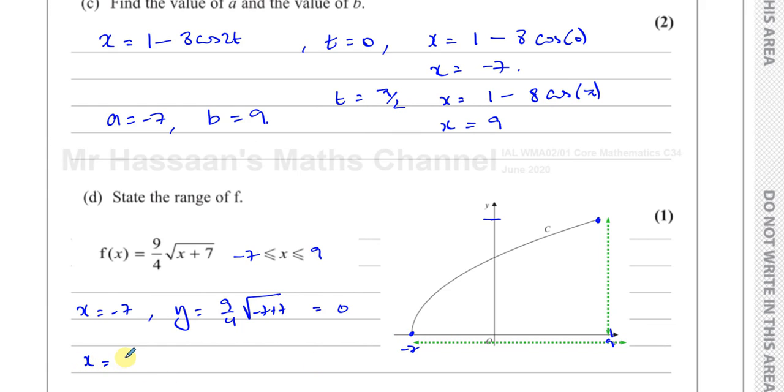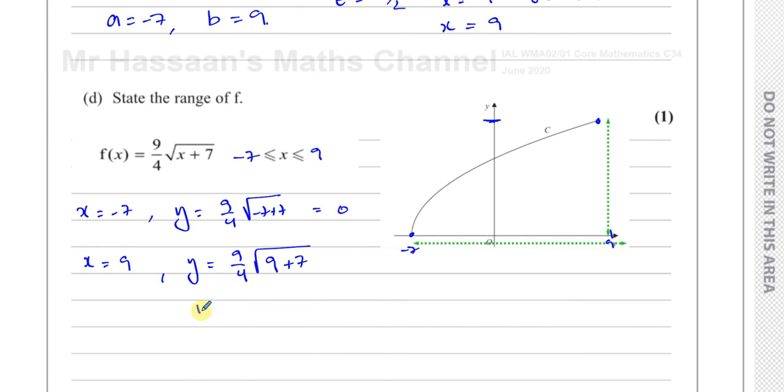And when x equals 9, that will give us the y value, the highest point that this ever reaches, because its domain is only between minus 7 and 9. So the highest value this will ever reach is when x equals 9, as you can see from here. So we want to find the y value when x equals 9. So it's 9 over 4 times the square root of 9 plus 7, which gives you 9 over 4 times the square root of 16. And we know that the square root of 16 is 4, so it's 9 over 4 times 4. 4 cancels with the 4, giving you 9. So the highest value it reaches is 9.